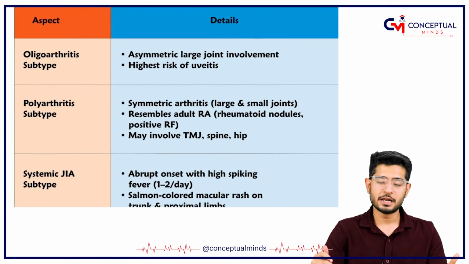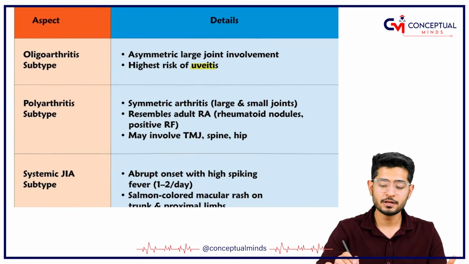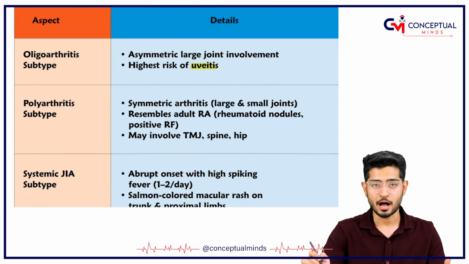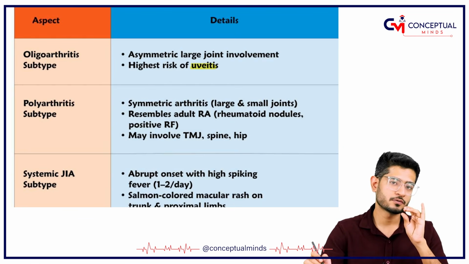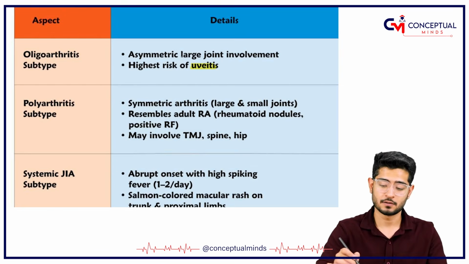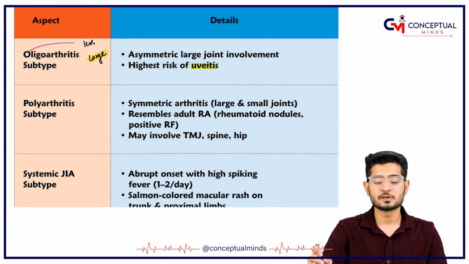Of course, large joints get involved, and since it's an autoimmune disease, the uveitis risk is very high in JIA. You have some subtypes like oligoarthritis. Oligo means fewer joints are involved, but we have to understand that large joints are involved, number 1. The second thing is that uveitis risk is also high.